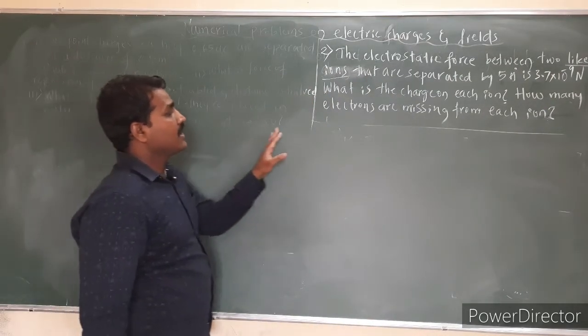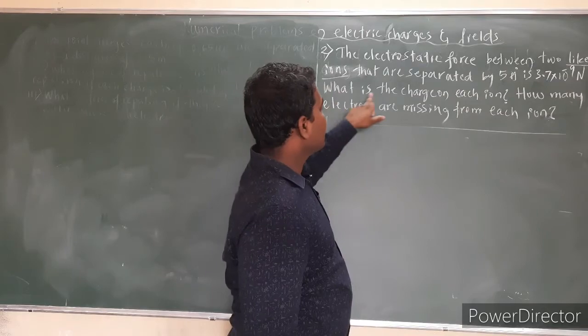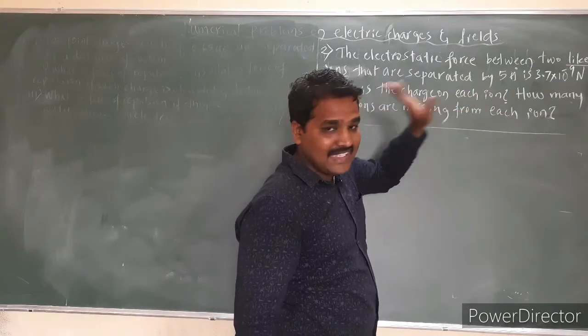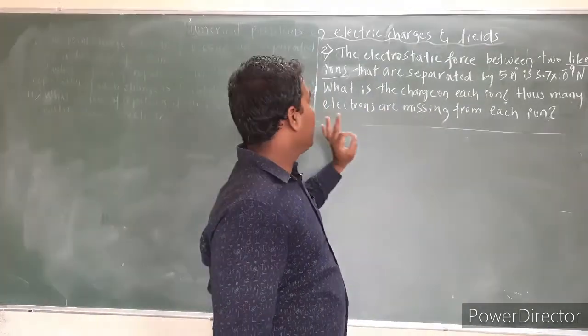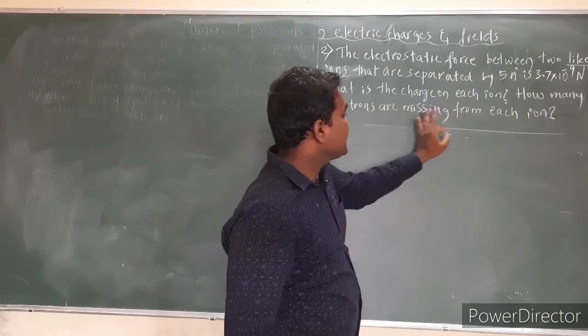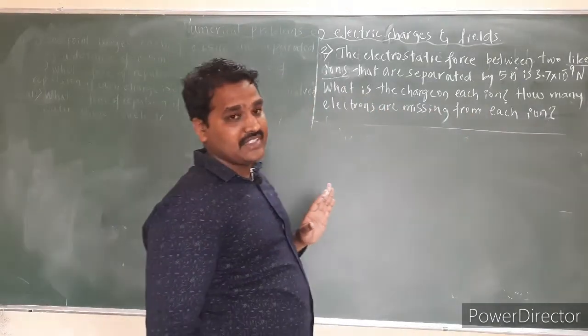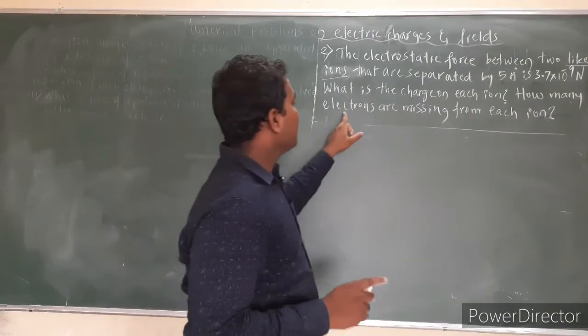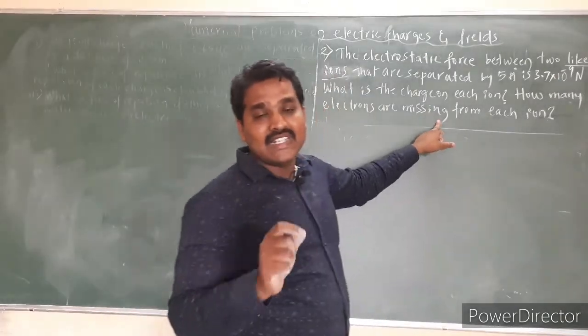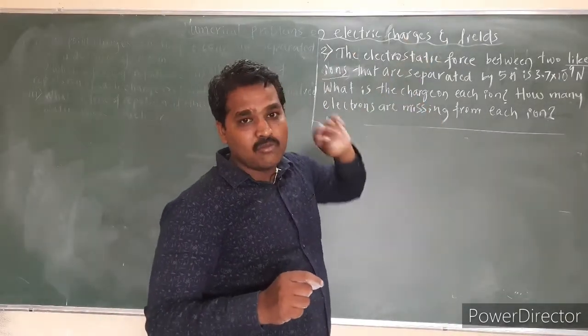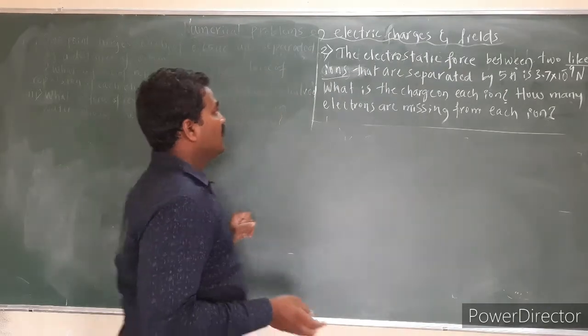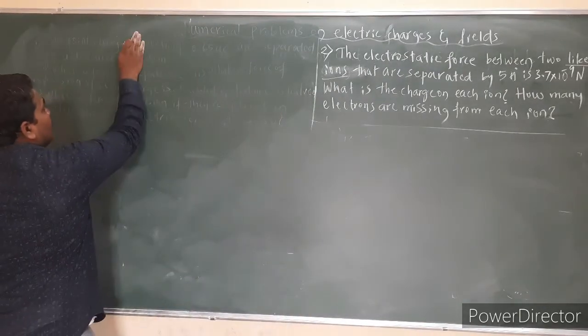Okay, what are they asking us to find out? We have to find out the charge on each ion. How many electrons are missing from each ion? See here, they have clearly mentioned how many electrons are missing. That definitely indicates these ions are positively charged. So they have given the electrostatic force.